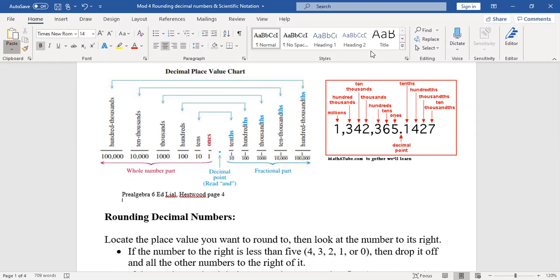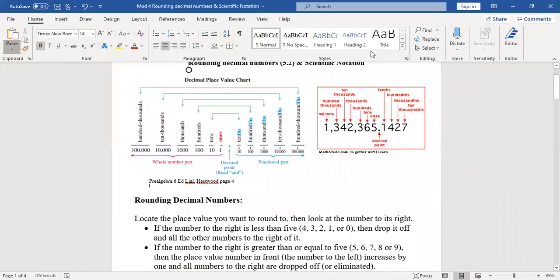Then look at the number to its right. If the number to the right is less than 5, 4, 3, 2, 1, or 0, then drop it off, and all the other numbers to the right of it as well. If the number to the right is greater than or equal to 5, 5, 6, 7, 8, or 9, then the place value number in front, the number to the left, increases by 1, and all the numbers to the right are dropped off.